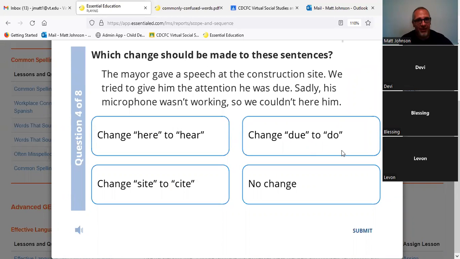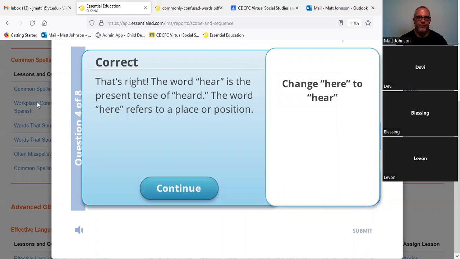And as a matter of fact, let's see. The mayor gave a speech at the construction site. We tried to give him the attention he was due. Sadly, his microphone wasn't working, so we couldn't hear him. So HERE should be replaced with HEAR, right? The act of listening is HEAR. The word here is the present tense of heard. The word here, HERE, refers to a place or position.